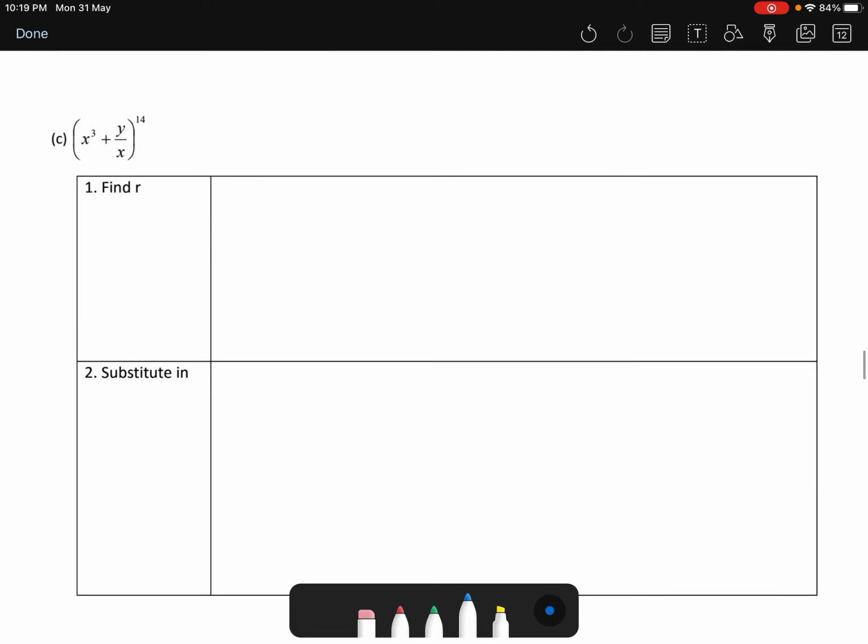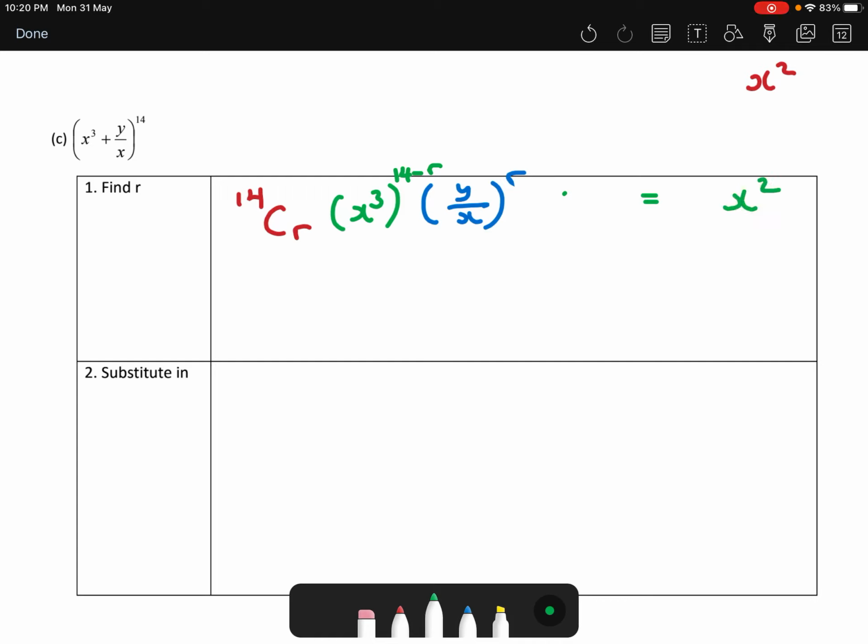Same thing, we want to find x squared term where we have bracket x cubed plus y over x bracket to the power of 14. X squared term. Okay, so first of all, let's find what is our r. So 14 choose r. Okay, bracket x cubed. Okay, and then bracket y over x bracket. So here is r, and here is 14 minus r equal, okay, so must give me x squared term.